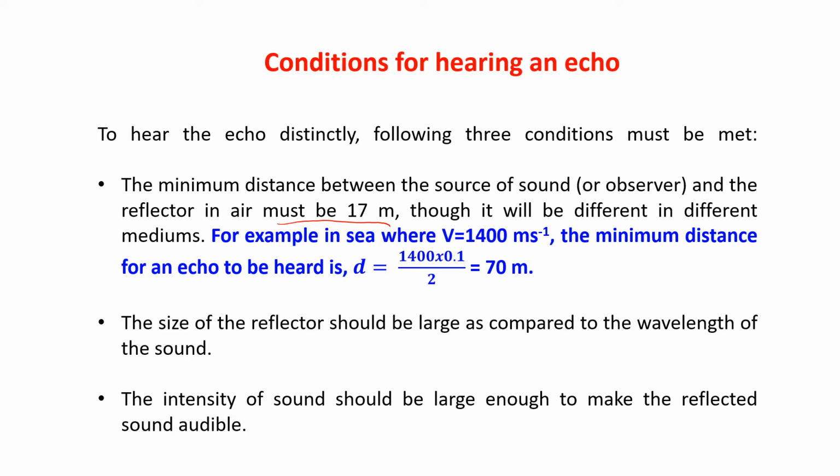For example, in seawater where the velocity is 1400 meters per second, the minimum distance for an echo to be heard is d = 1400 × 0.1 / 2, that is 70 meters. So you can see that with the velocity of the sound, the minimum distance for hearing the echo is also changing.